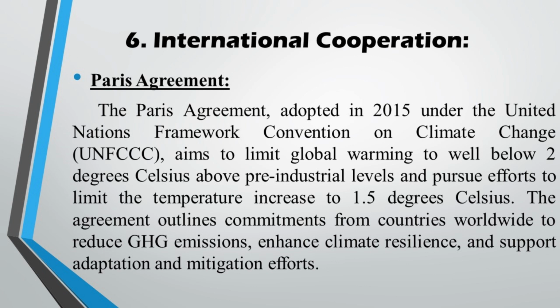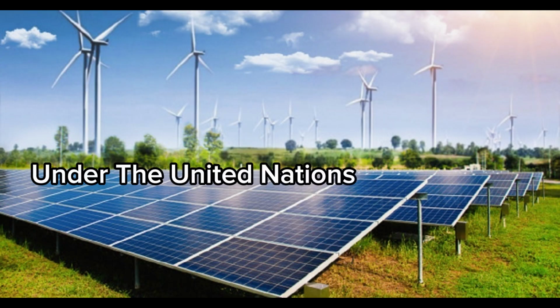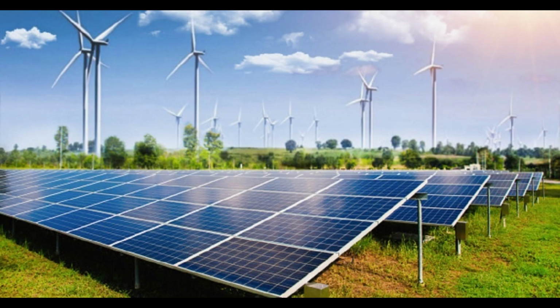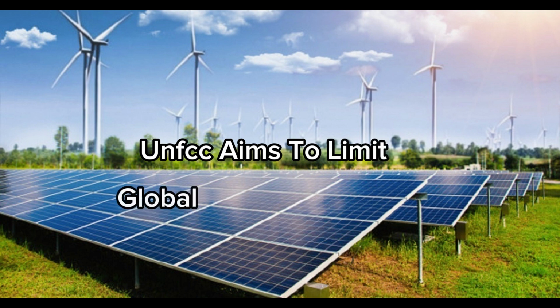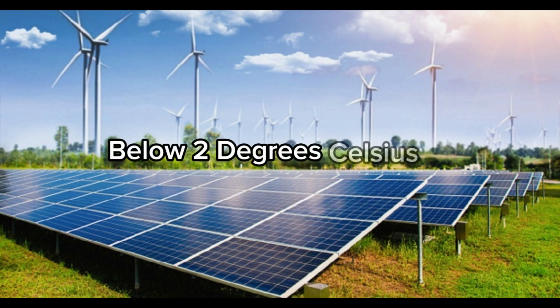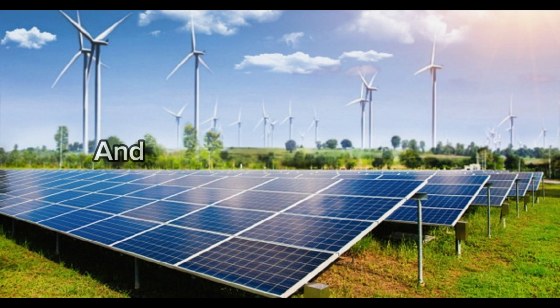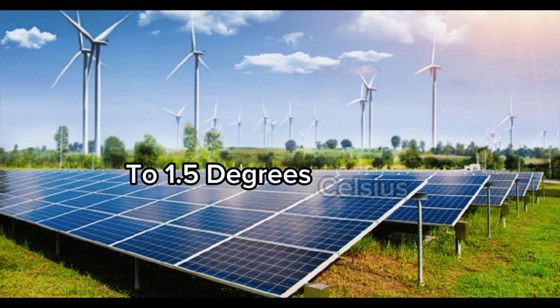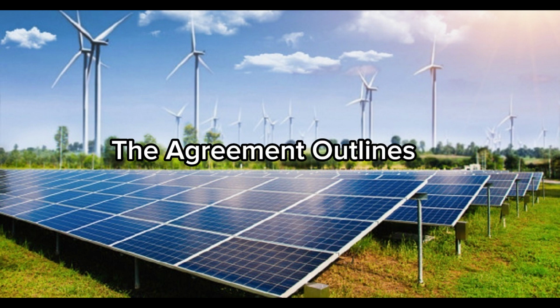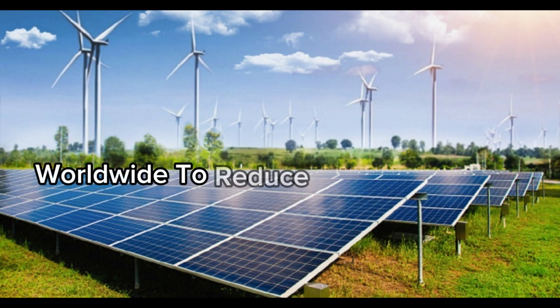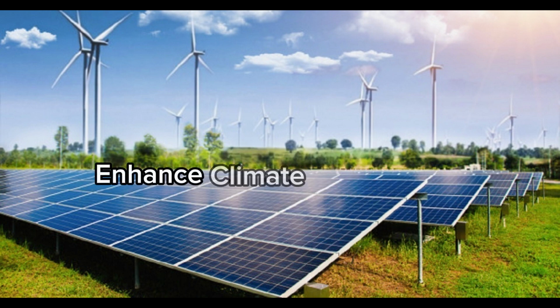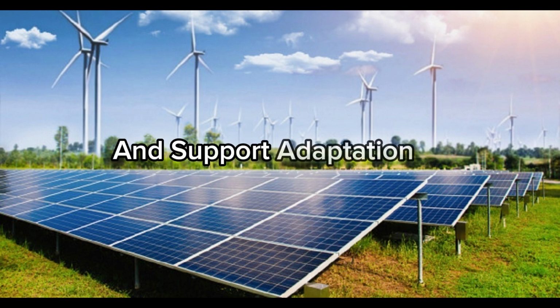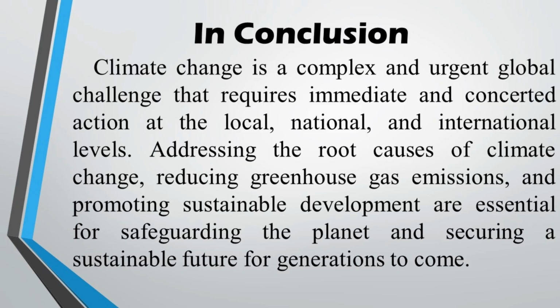6. International cooperation. Paris Agreement. The Paris Agreement, adopted in 2015 under the United Nations Framework Convention on Climate Change, UNFCCC, aims to limit global warming to well below 2 degrees Celsius above pre-industrial levels and pursue efforts to limit the temperature increase to 1.5 degrees Celsius. The agreement outlines commitments from countries worldwide to reduce GHG emissions, enhance climate resilience, and support adaptation and mitigation efforts.